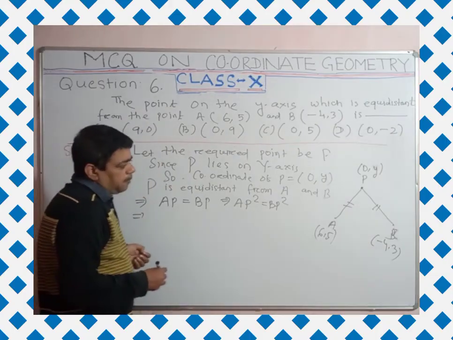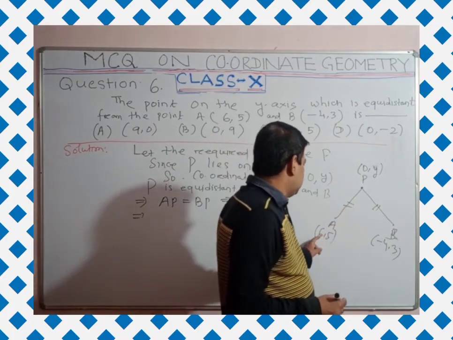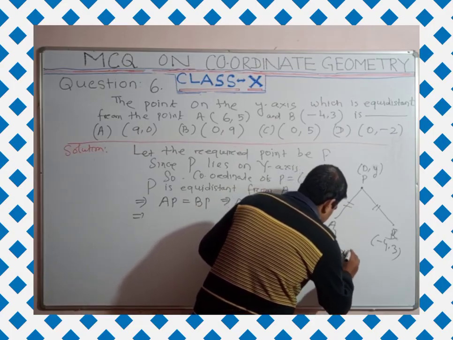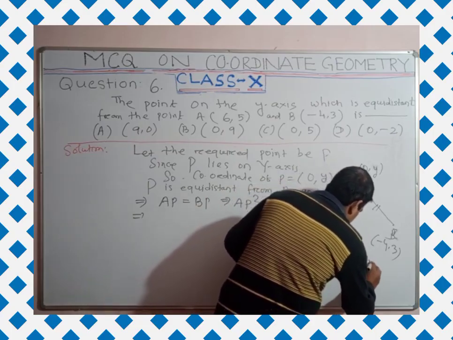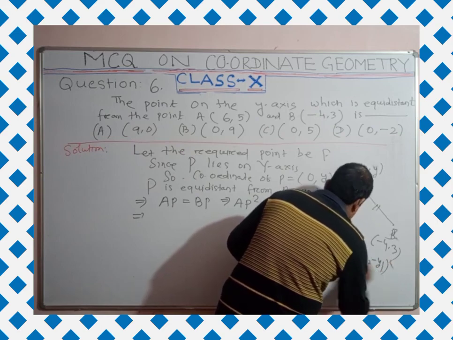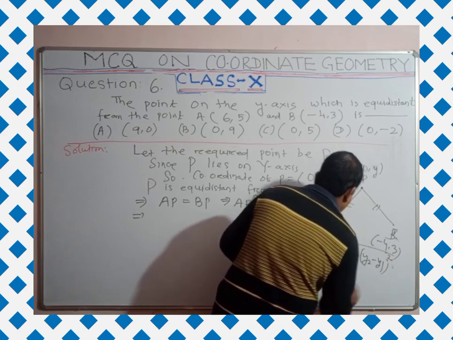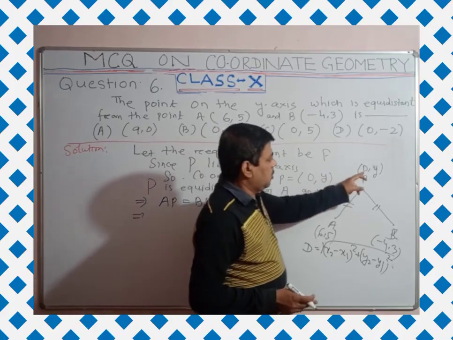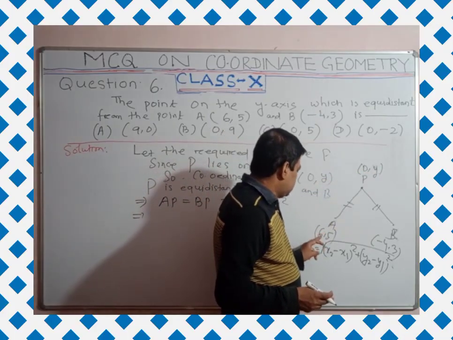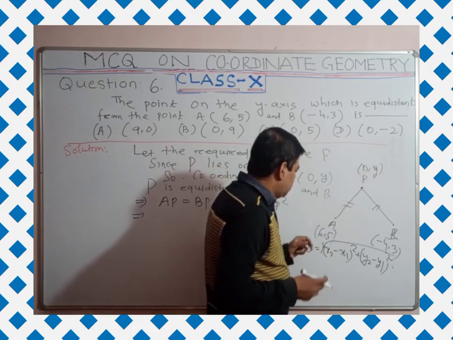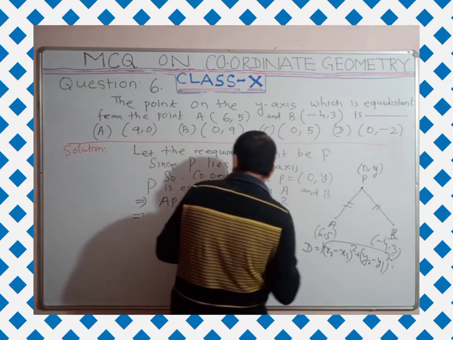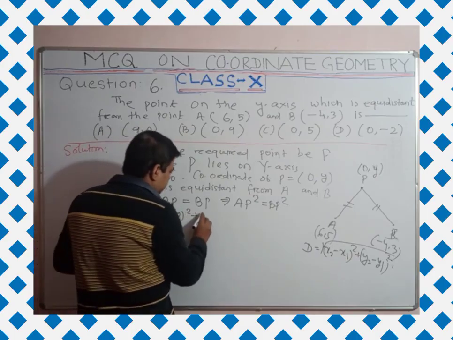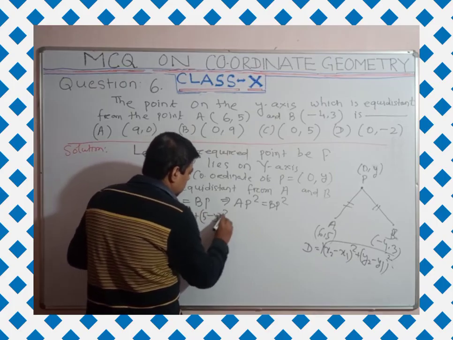Using the distance formula, what is the distance of AP? What is the distance formula? All of you know: (x2 minus x1) whole square plus (y2 minus y1) whole square. Yes or no? Okay. Using this formula, suppose this is x1 y1 and this is x2 y2. The difference between the x coordinates is 6 minus 0, whole square, plus (5 minus y) whole square. Can you write or not?